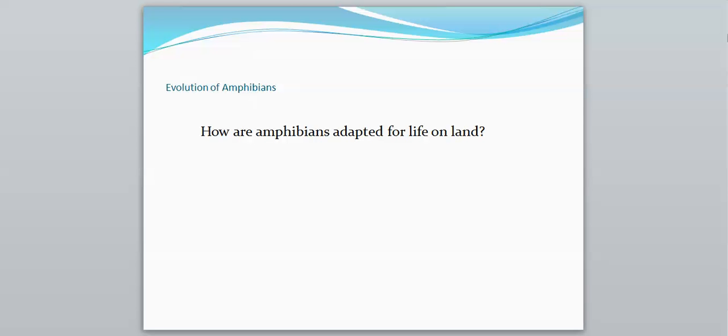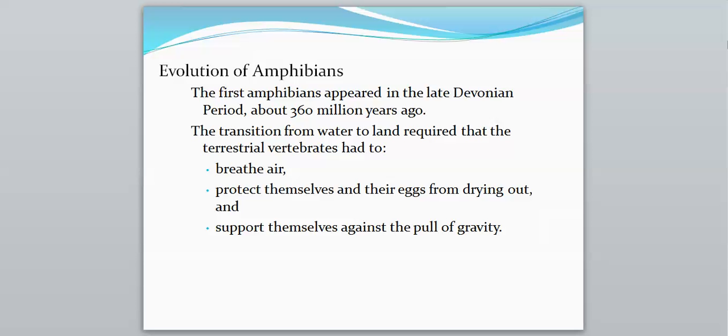And so now we're going to look at how amphibians are adapted for life on land, again, because they came from a vertebrate ancestor somewhat similar to the fish. So how did our first animals actually make it to life on land? The first amphibians appeared in the late Devonian period, around 360 million years ago. Remember, Devonian was when the fish really took off as well. And around the end of the fish, some of the fish maybe tried to move on land and developed the amphibian groups.